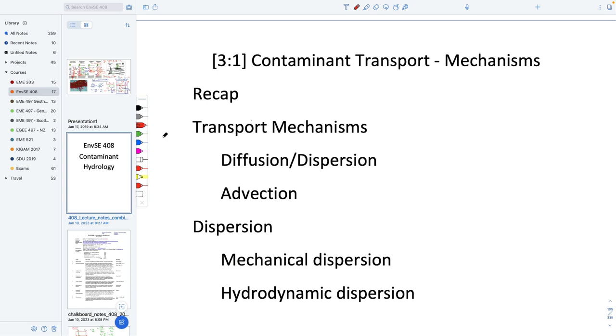So, new topic today. We'll start talking about contaminant transport as opposed to the motion of individual phases, as in multi-phase flow. So, we'll try and put it in perspective by way of recap, but the topical areas, we'll talk about the different mechanisms of transport, diffusion and advection, individually in their characteristics, and we'll talk about defining dispersion as a mechanism for contaminants to spread in the subsurface.